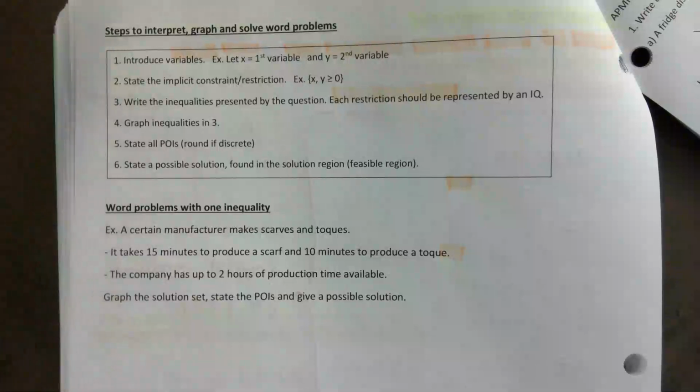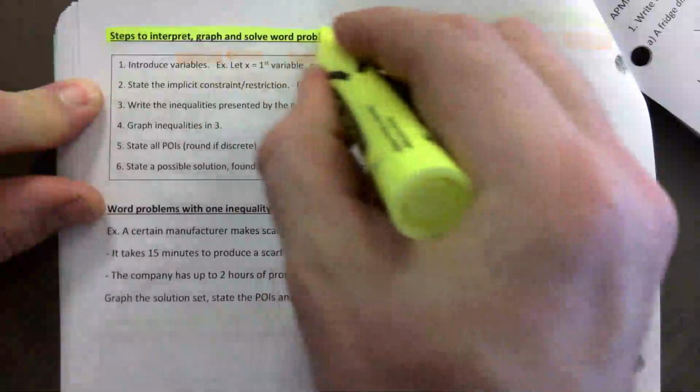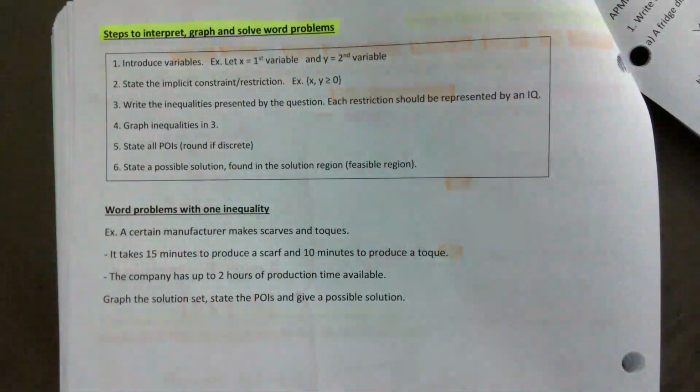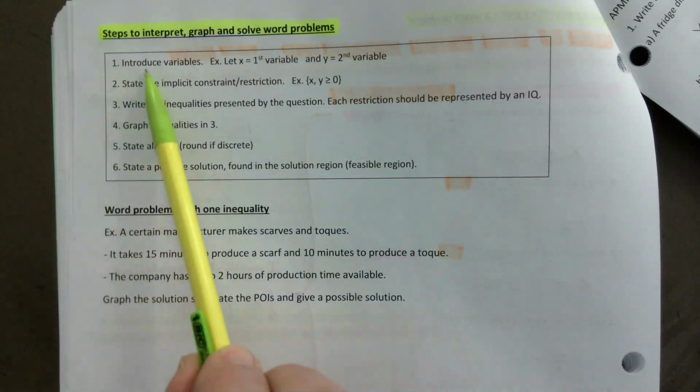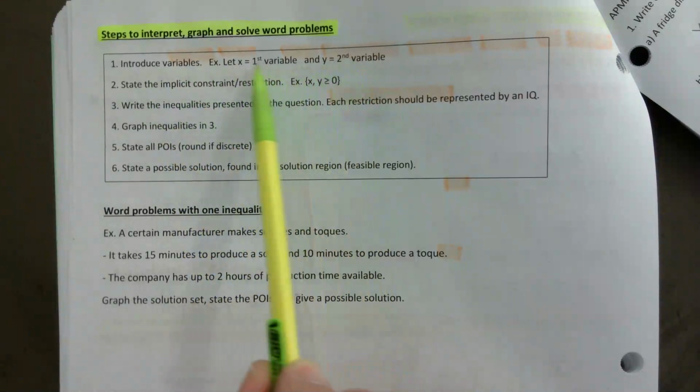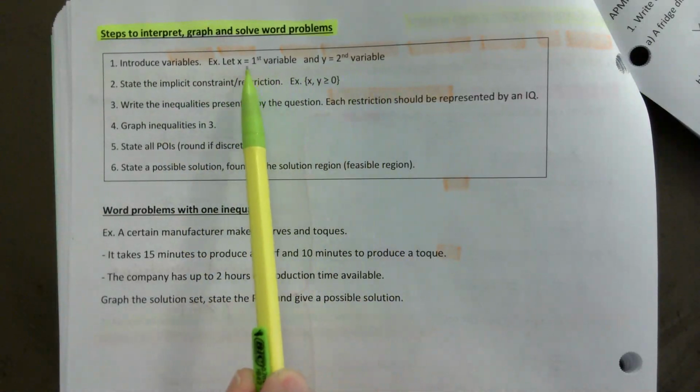Steps to interpret the graph and solve the word problem. So this is like the whole shebang, okay? This is everything. I usually guide you through this, so you don't have to worry about the steps too much. Introduce the variables. So what are my variables? What's x and y going to be?